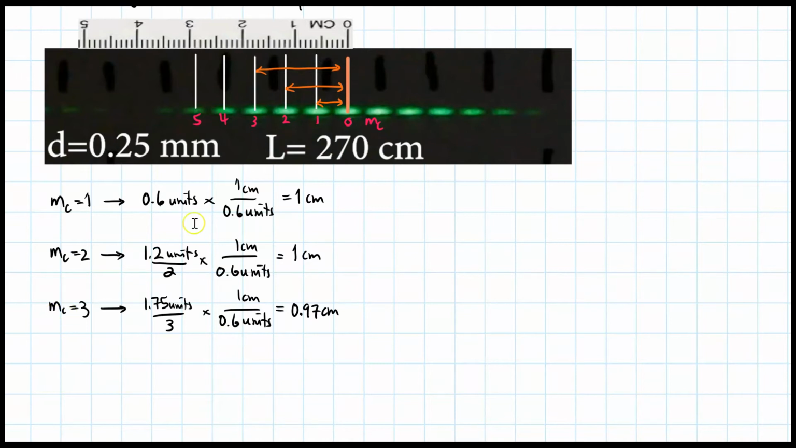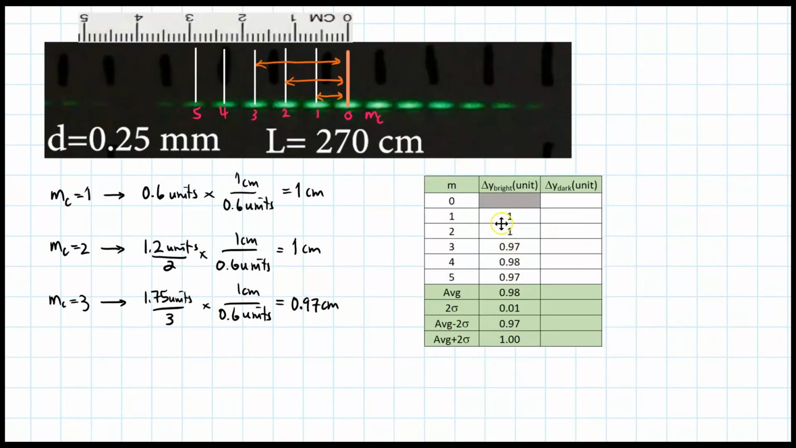Moving a little bit faster, if I look at the third fringe, that is from the 0 to the third MC value, I measure 1.75 units divided by 3, then my conversion factor, and I get 0.97 centimeters. Now let's go put this all into Excel. So now if I put in my values into Excel, I can get an average, 2 times the standard deviation of the mean, and then I have my confidence interval right in here.